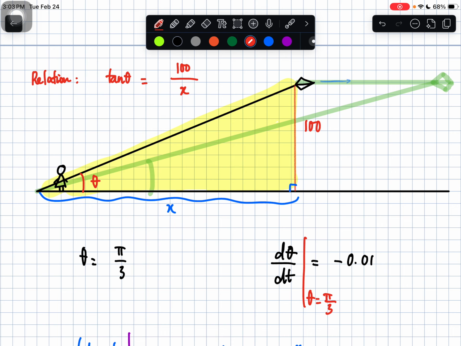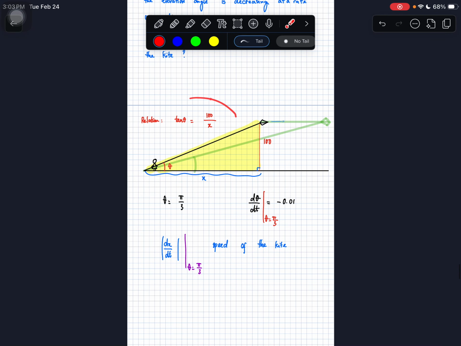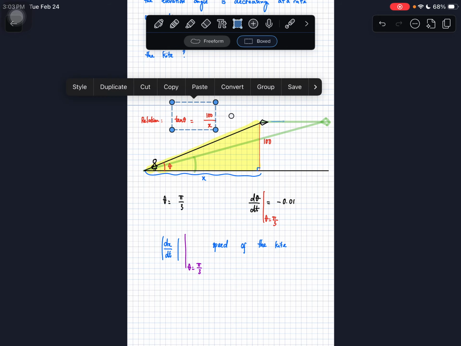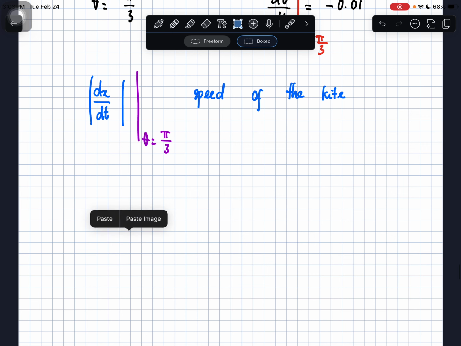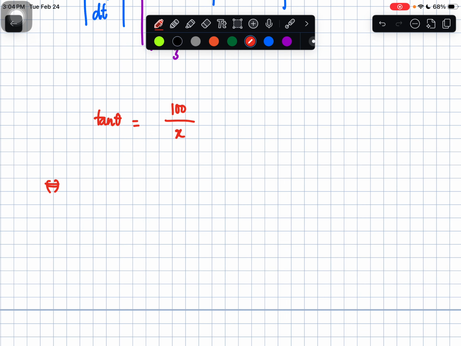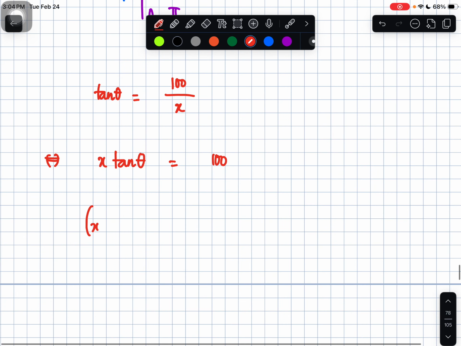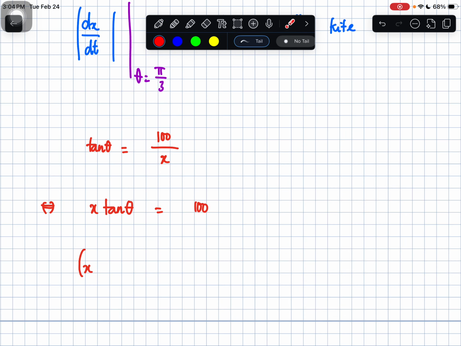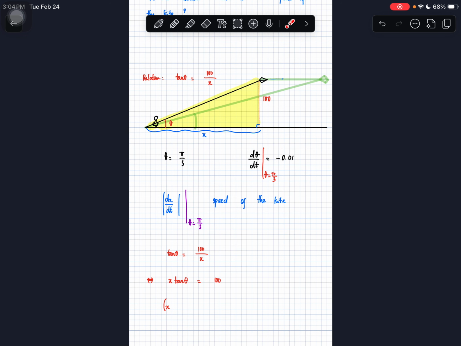And then all we need to do is take the derivative of both sides of this equation and then plug in the values when theta equals pi over 3. So let me do that. Here, I write it like this: x times tangent theta equals 100. Take the derivative of both sides. x and theta here are all functions of t. The time is increasing, the kite is flying away. Theta is decreasing, the angle is decreasing, the distance is increasing.